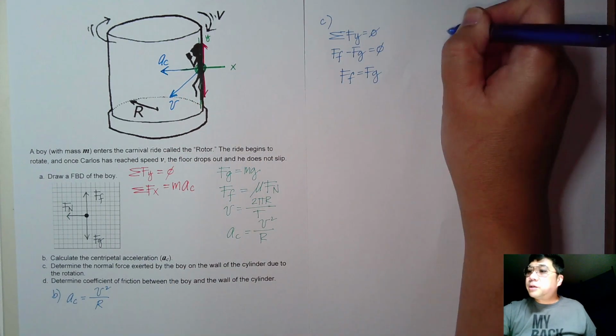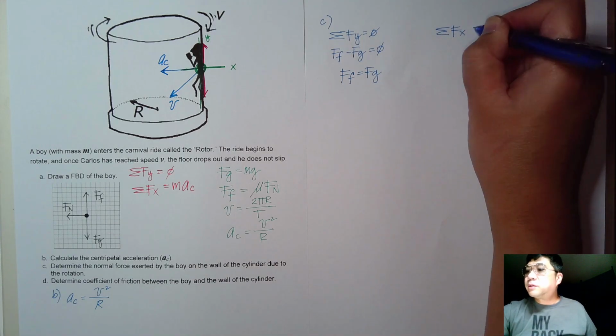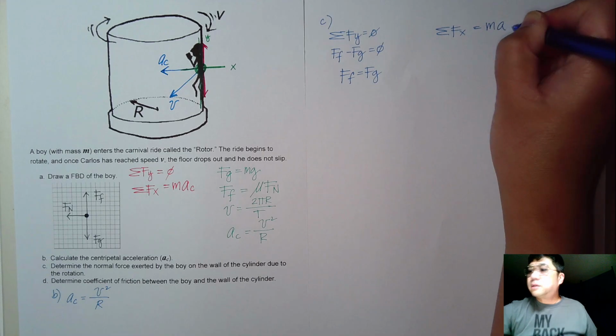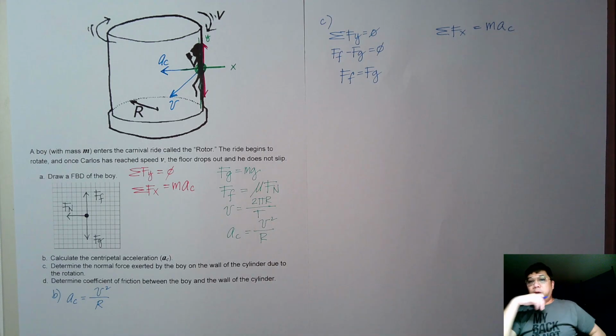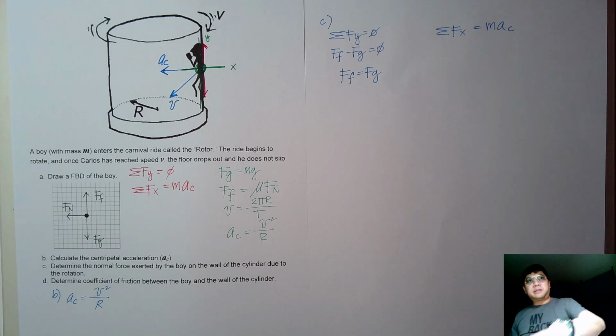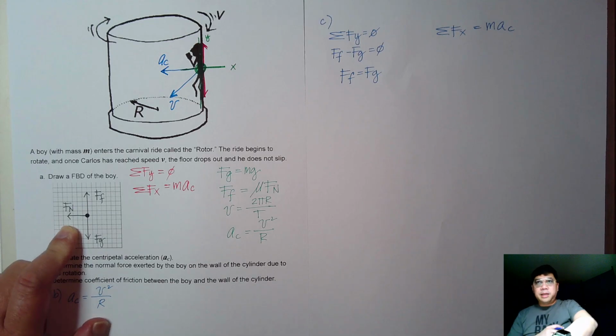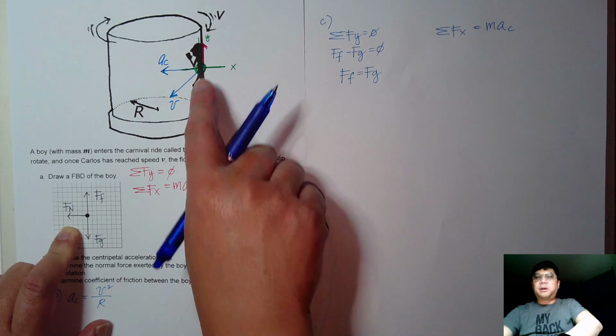Now, the summation of forces along the x-axis is equivalent to mass and the centripetal acceleration. So what are the different forces acting on the x-axis? If you look at your free body diagram, there's only one force, and that is the normal force exerted by the wall.